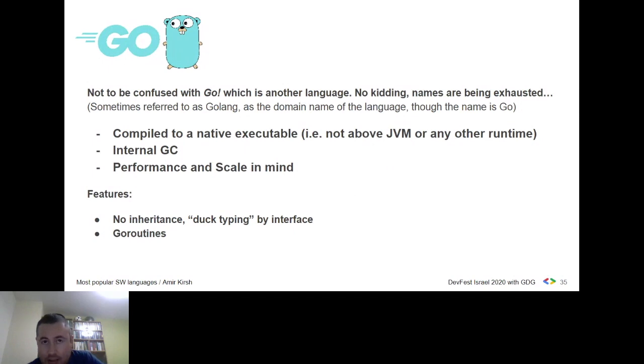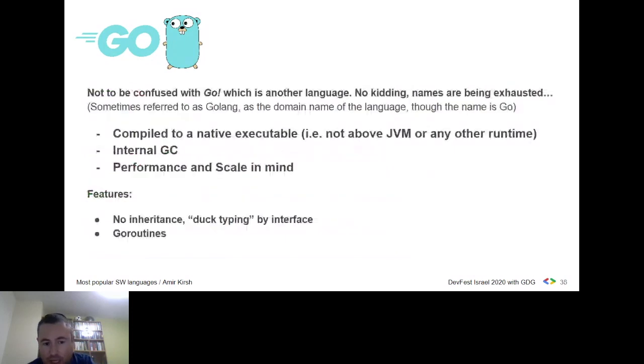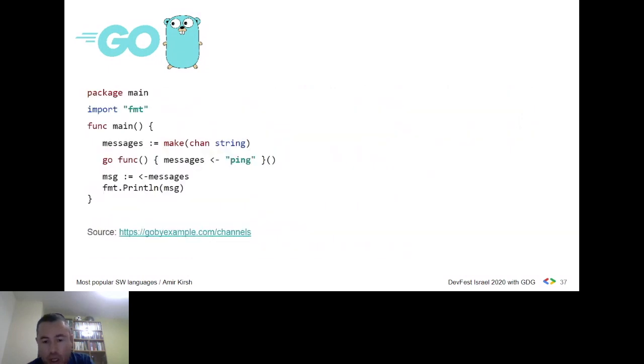Performance and scale in mind. So it is very efficient, but if you need something with a deterministic runtime, it might be that Go is not your choice. I would not have time to go through the code, but for example, one interesting feature is that Go doesn't have inheritance. You go with duck typing interfaces. This slide shows that. And there are goroutines, which are a lightweight threading mechanism, very useful and very nice.